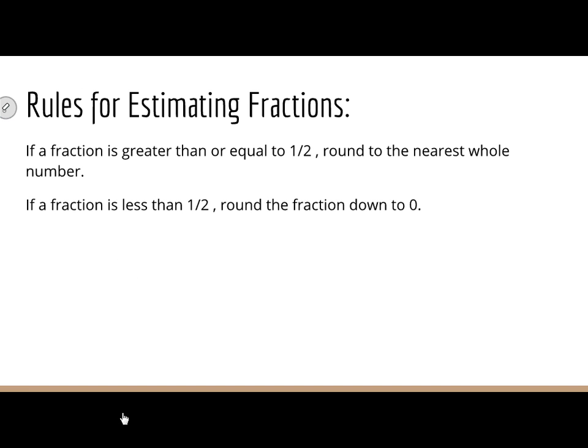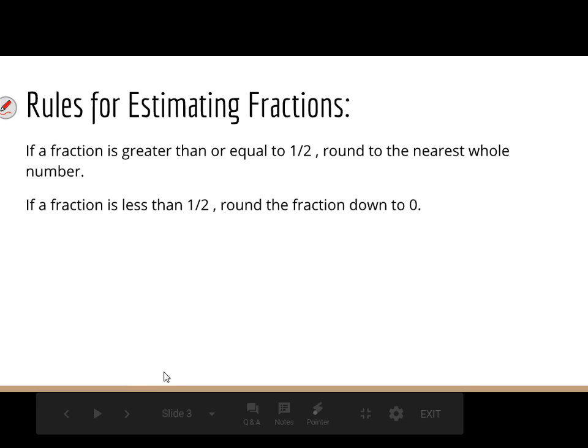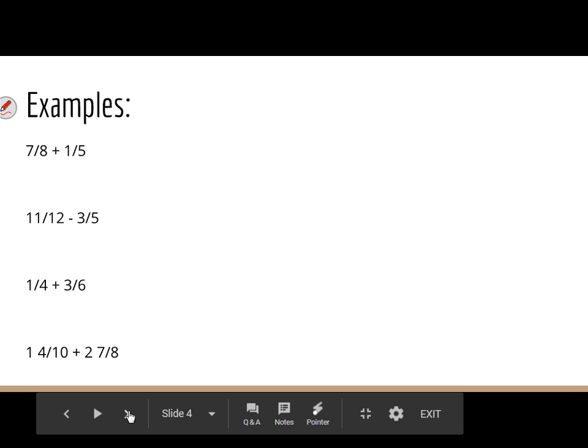Some rules for estimating fractions. If a fraction is greater than or equal to a half, then we round up. If a fraction is less than half, round down to a 0. So let's do some examples.